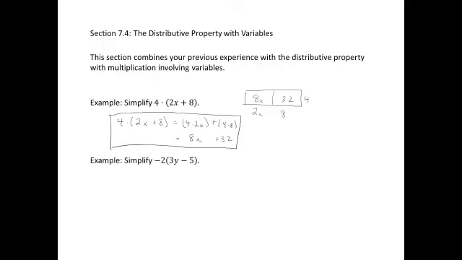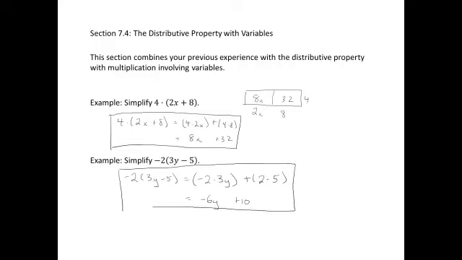Example, simplify negative 2 times 3y minus 5. Negative 2 times 3y. Now for this next sign, we have a negative 2 and a negative 5. A negative times negative is a positive, so plus 2 times 5, which is negative 6y plus 10.